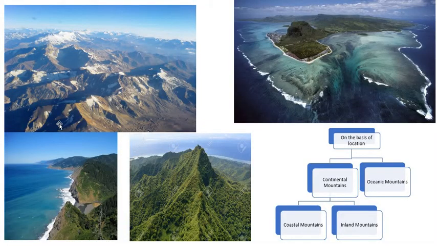Here are some pictures of this type of mountains, that is, types of mountains on the basis of their location. The first one is the continental mountain, and its two classifications, one is coastal, another one is continental, and this one is the oceanic mountains, and its classification.